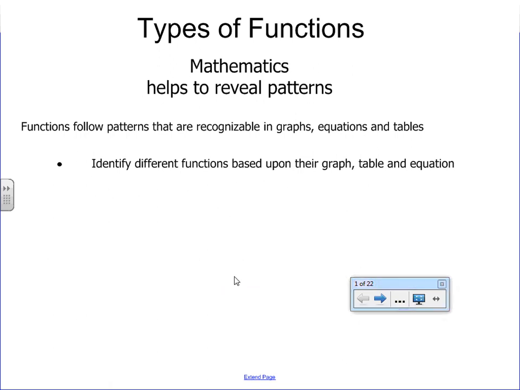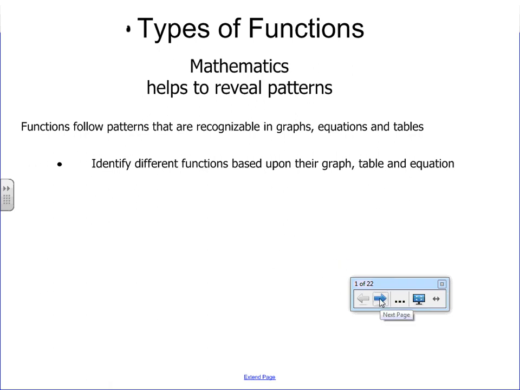The overall number one top selling piece of this particular one is that mathematics helps to reveal patterns. That's the whole big underlying theme of the whole district-wide curriculum: mathematics helps to reveal patterns. And functions, which we've been talking about, follow patterns that are recognizable in graphs, equations, and tables. We want to be able to identify different functions based upon their graph, their table, and their equation. So that's what this video will help us do.